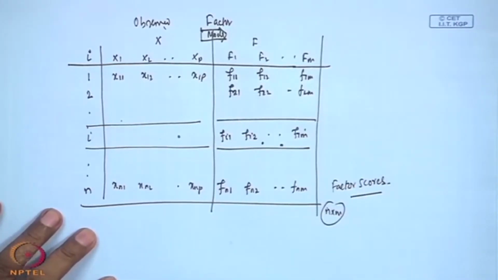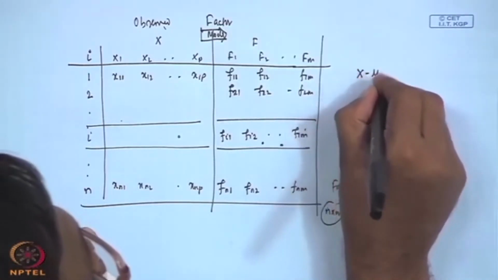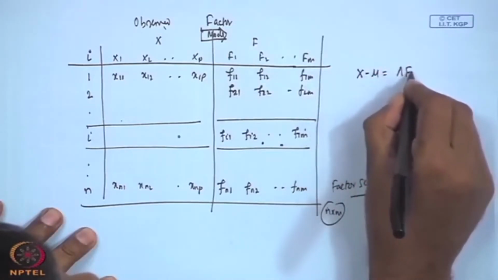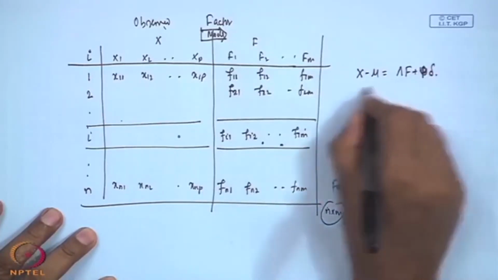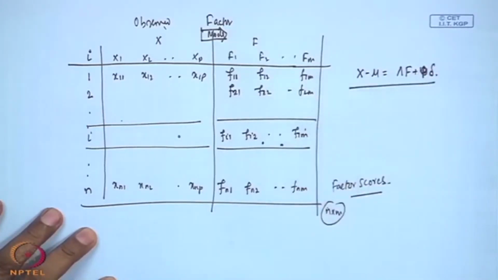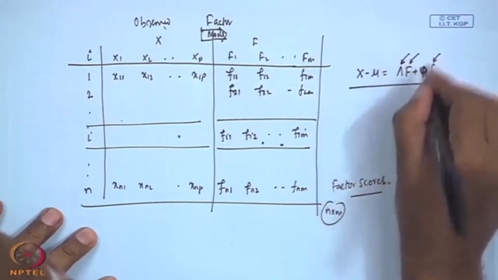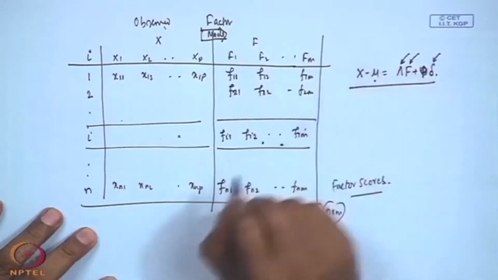Fine. Now, how do you get this factor score? What are the methods available? If you see the factor model, x minus mu equal to lambda f plus delta. What are the things unknown? This is unknown, this is unknown, this is also unknown. Only this side you know, again this one may be x bar.